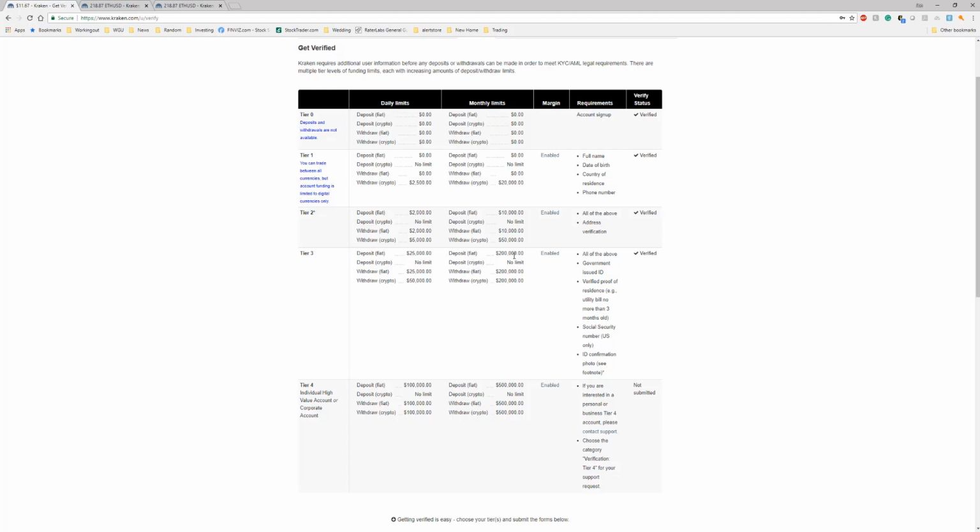Deposit monthly limits are $200,000 for monthly, and $200,000 worth of crypto withdrawal monthly. And here, this is really just a lot of the same things that we would need to fulfill all the KYC requirements: the ID, front and back of your driver's license or your passport. And then for tier 4, we have these higher levels, and in fact, I know for a fact that you are not limited to the $500,000 at tier 4.